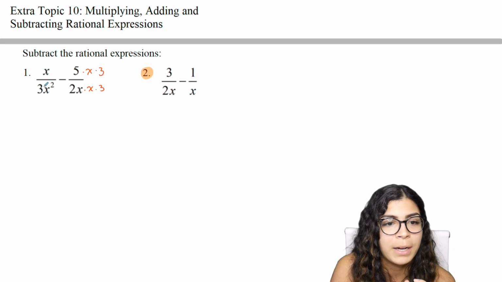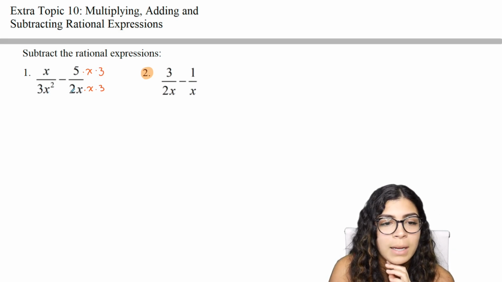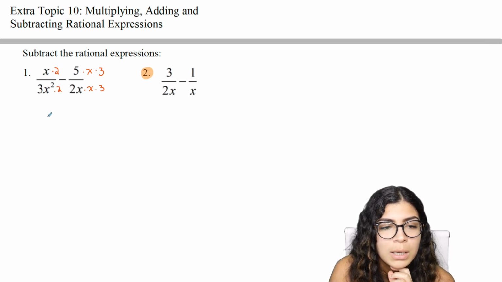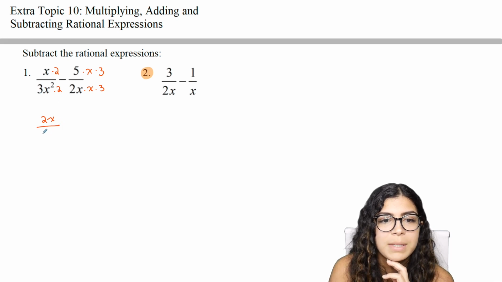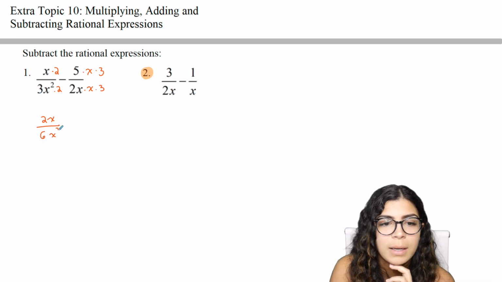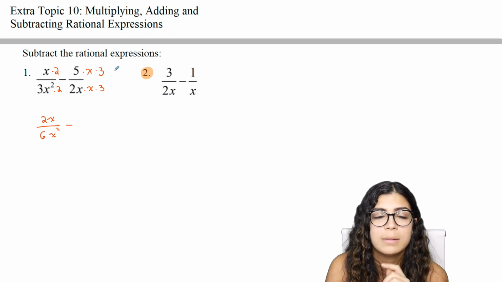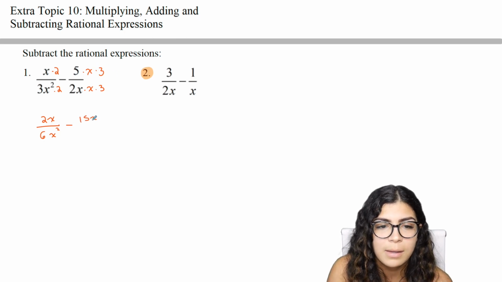So I have to multiply a factor of 2 in. So we have x times 2, which is 2x. And then in the denominator, 3 times 2 is 6x squared. 5 times x times 3 would be 15x. And 2 times x times 3 would give me 6x squared.